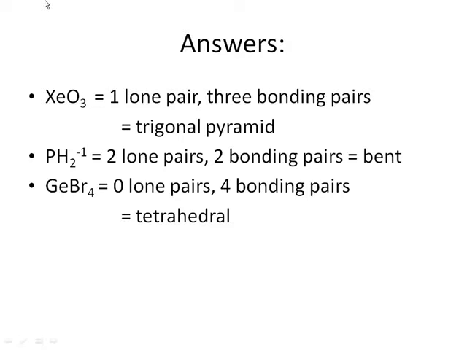So, just to run through that again, XeO3 had 1 non-bonding or lone pair of electrons and 3 bonding pairs, which made it trigonal pyramidal. PH2- had 2 non-bonding or lone pairs of electrons and 2 bonding pairs, which made it bent. And GeBr4 had no non-bonding or lone pairs of electrons and 4 bonding pairs, which made it tetrahedral.